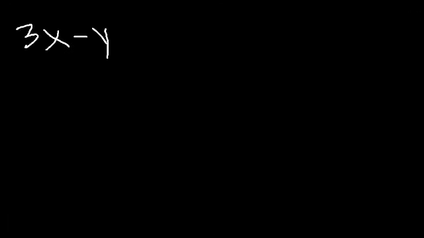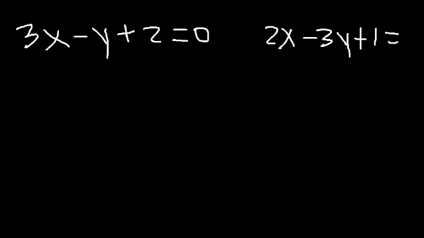3x minus y plus 2 is equal to 0. And 2x minus 3y plus 1 is equal to 0. Are these lines parallel, perpendicular, or neither? So we need to find the slope. Let's solve for y.